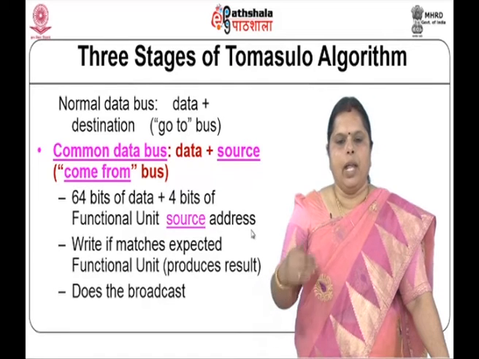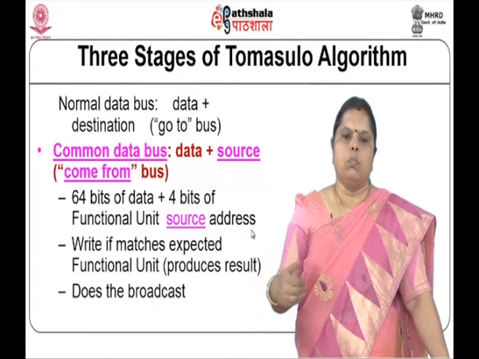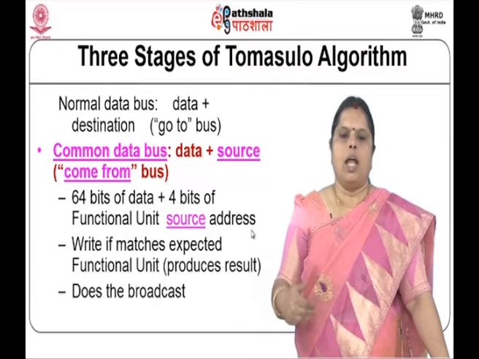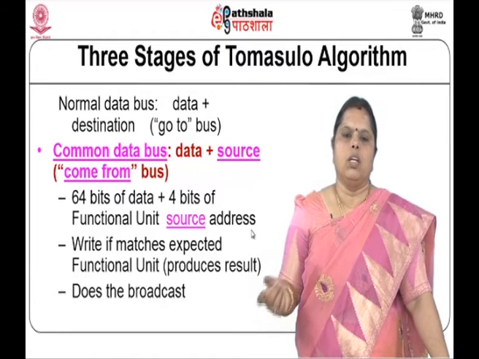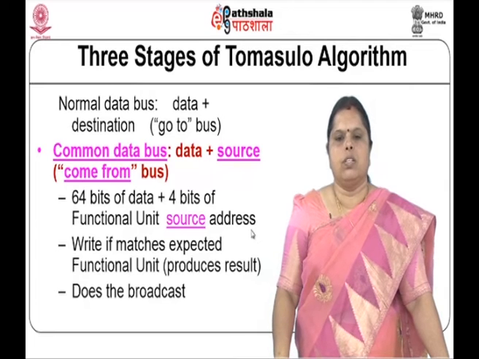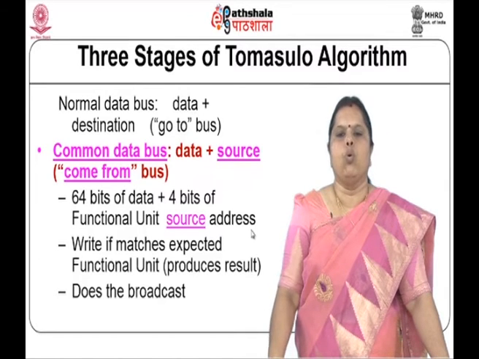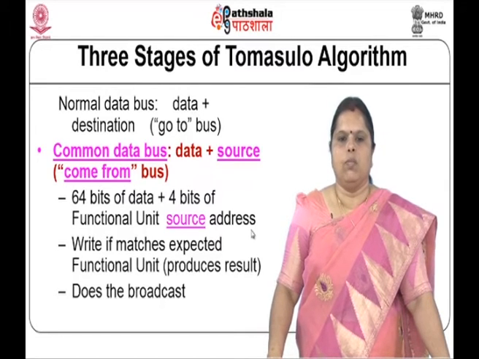And if any of the reservation station entries matches with this source address that is put out on the CDB, then the data that is put out on the CDB will be grabbed by these reservation station entries. This will also go to the floating point register which is waiting for this data.